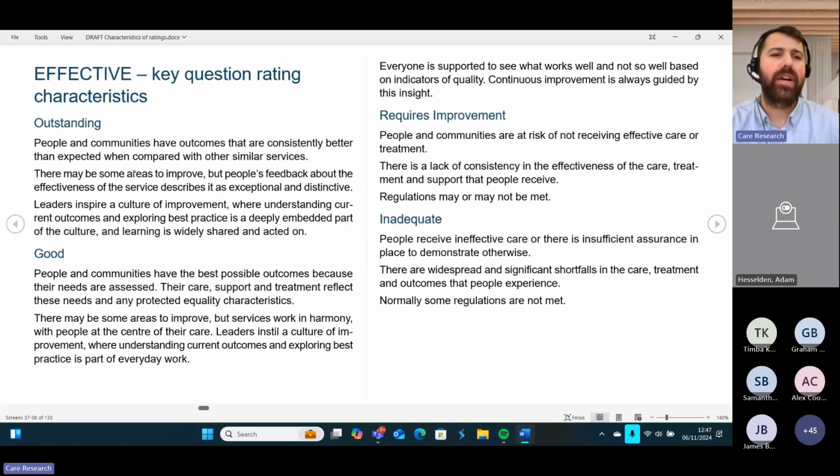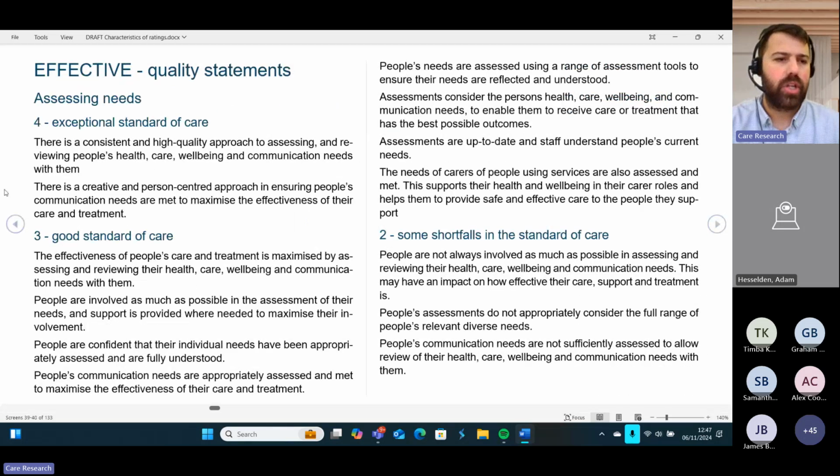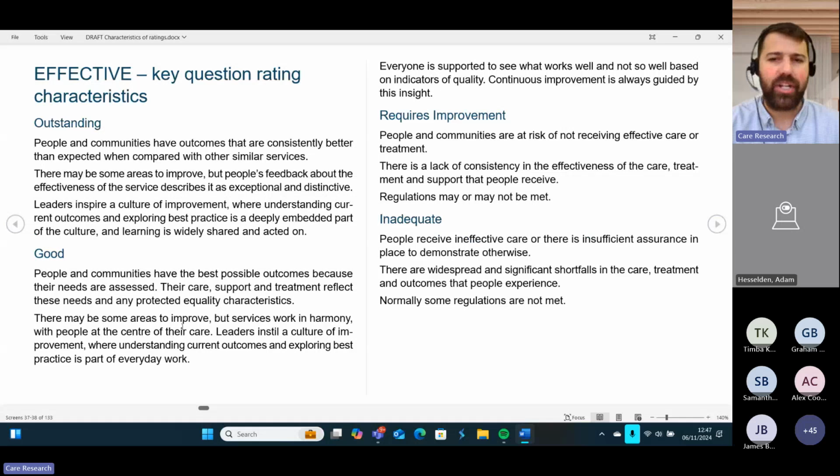Again, they also have an overview for each key question. So as well as the details of the quality statements, you also have an overview for each key question of outstanding, good, RI, and inadequate. Obviously, we won't be going through all of it now, A, because this is only a half-hour webinar, and B, because there's 67 pages of it.